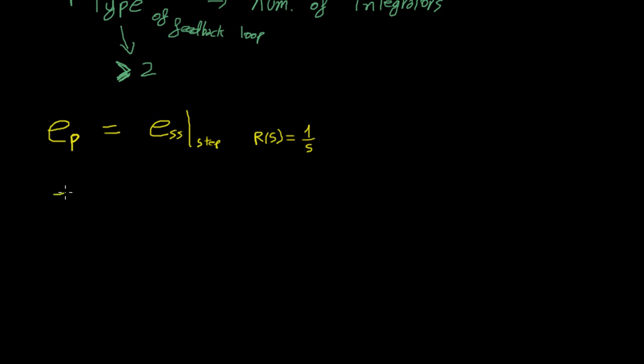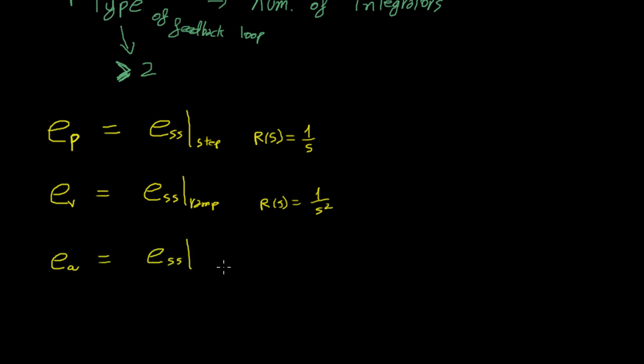The velocity error, EV, is just the steady state error when the input is a ramp, or in other words, when R of s is 1 over s squared. And the acceleration error is the steady state error for a parabolic input, or in other words, when R of s is equal to 1 over s cubed. So position, velocity, and acceleration.